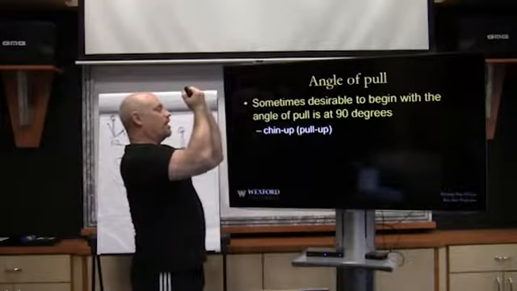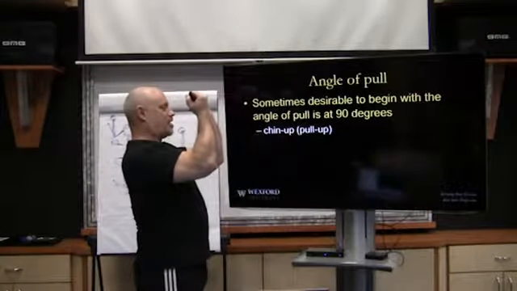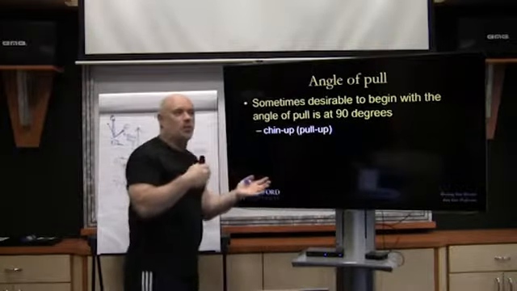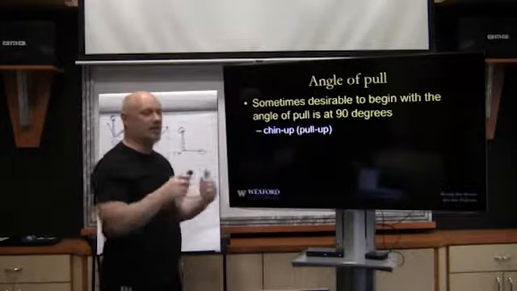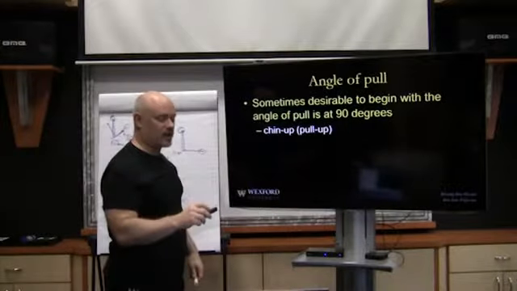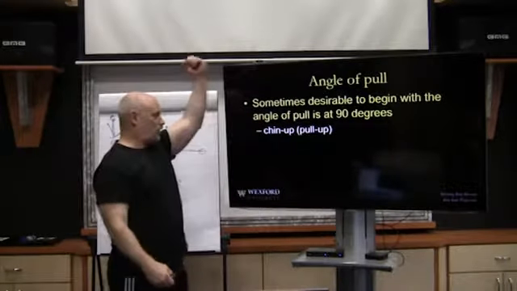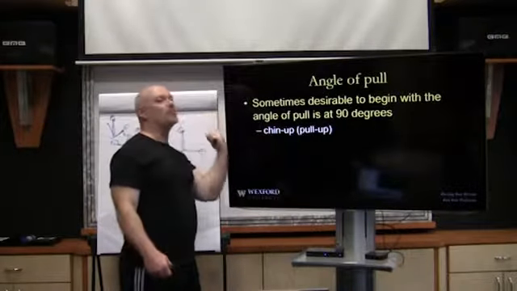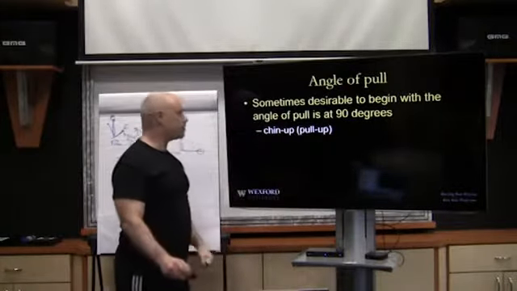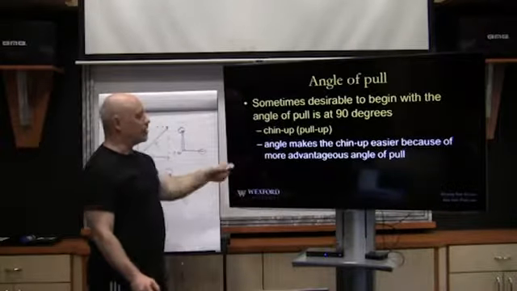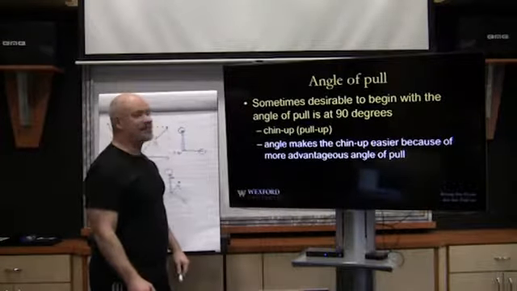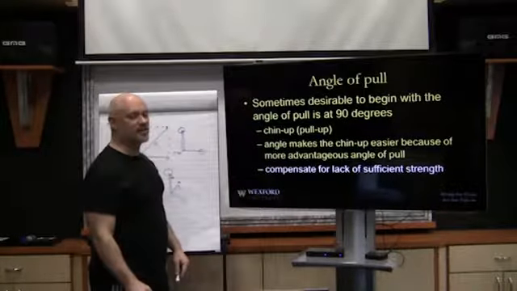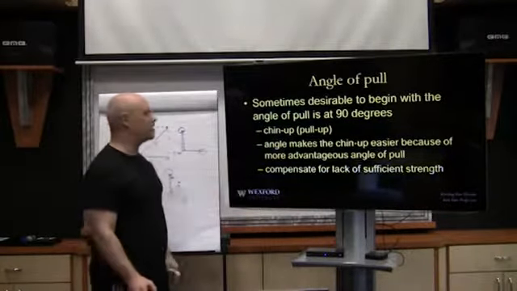So if you're doing a pull-up and you start there, you can actually hang there and then come down, or even try to pull up this way. So it just depends on what your goal is. But at that point, it's where the muscle is exerting a lot of force. It's really hard for people to pull up to that point, but once they get there, it's easy to pull up from there. The angle makes the chin up easier because of the more advanced angle of the pull, which is what we just said. It compensates for the lack of sufficient strength to pull it up to that point.